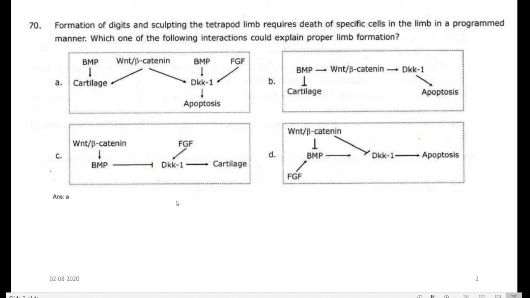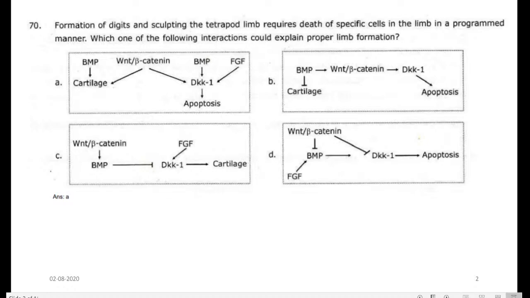The other options are not correct in the case of the death of specific cells in a limb, which should be in a programmed manner. That programmed manner is here: BMP is activating the cartilage, and that cartilage is activating the Wnt pathway.